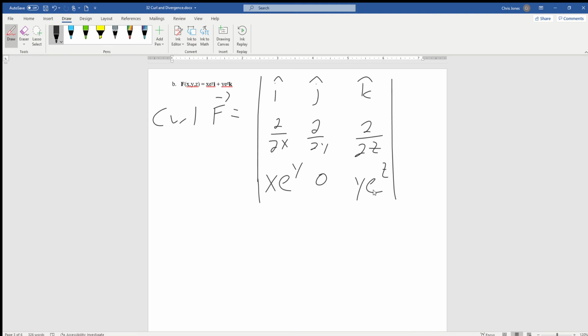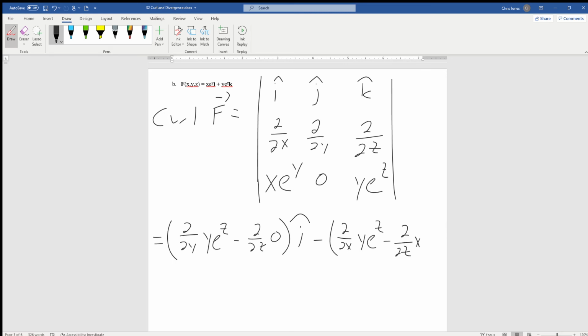Now remember the trick that we saw in the last video. Cover up the first column, cross the second and third columns. So our curl is going to be equal to d dy of y e to the z minus d dz of 0, and then we have our i. The second term is always negative, so boxing out the j column, we have d dx of y e to the z minus d dz of x e to the y, and we're going to squeeze a j in there again.